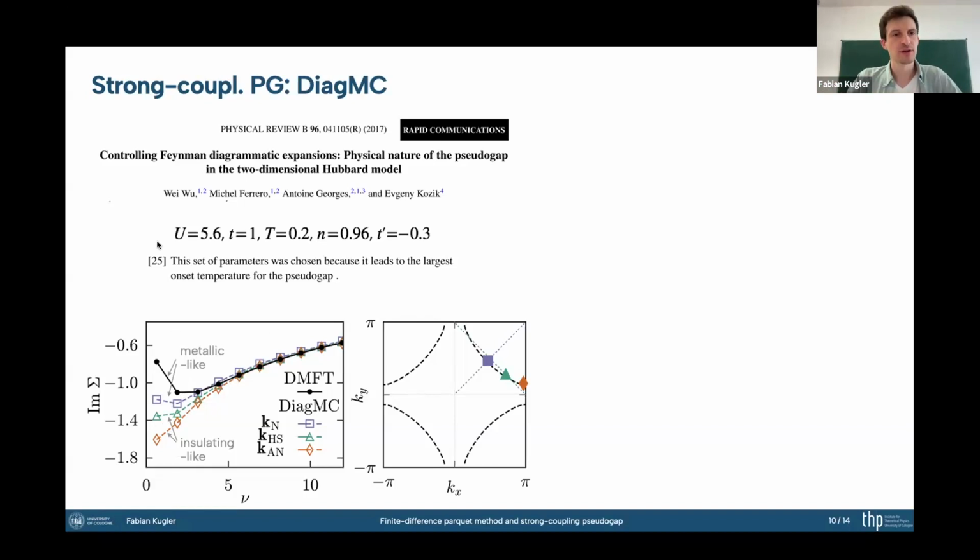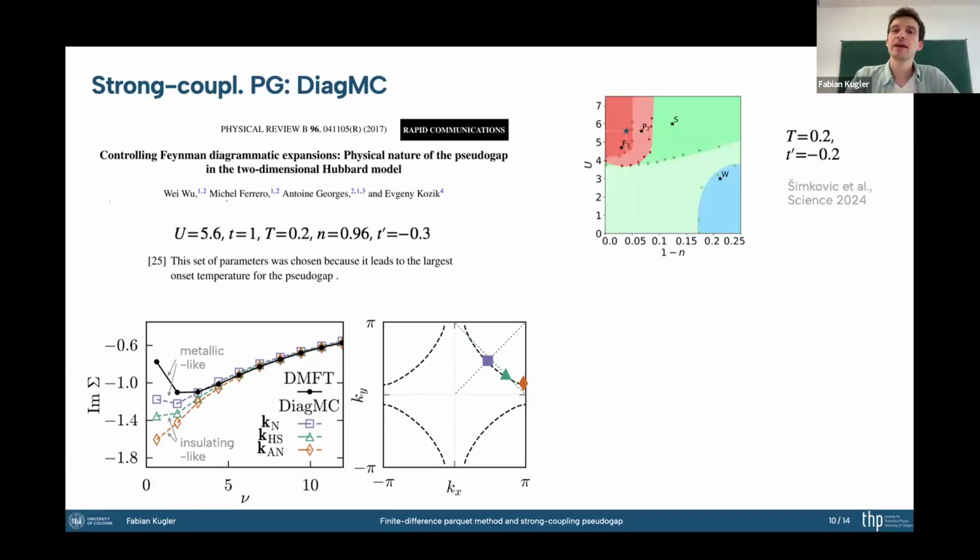I just want to put the parameter values here in some context. Here's a phase diagram from this recent paper by Zimkowitz et al. At a slightly different T prime, but we can see that this U equals 5.6 is in this dark red region, so in the region where the pseudogap is fully formed.